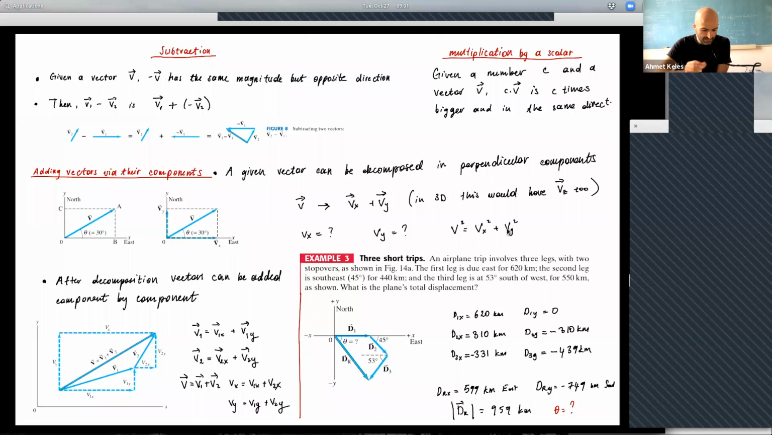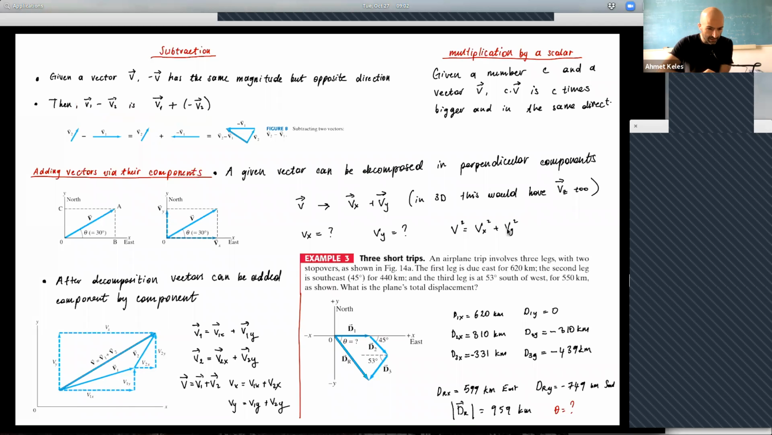You just flip the vector. You put the head where the tail is and you put the tail where the head was originally. Then the vector subtraction is defined as v1 minus v2 as v1 plus minus v2, like this.